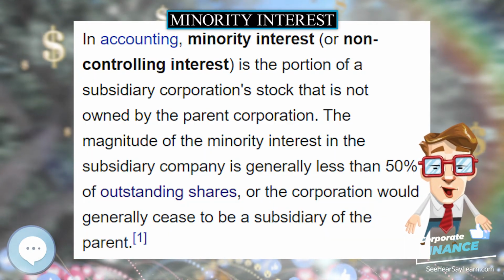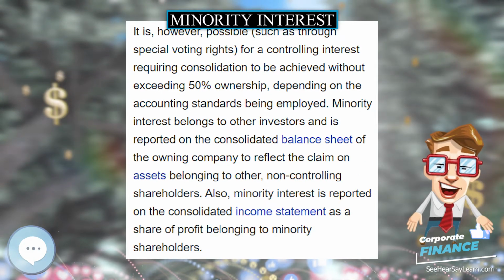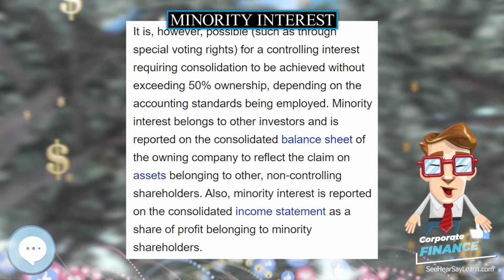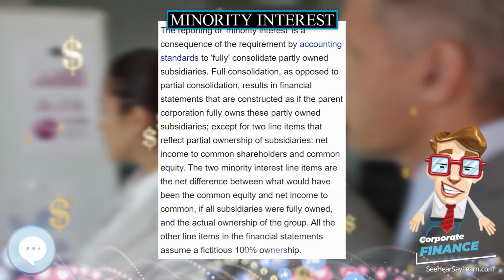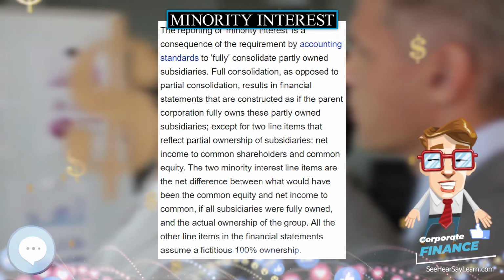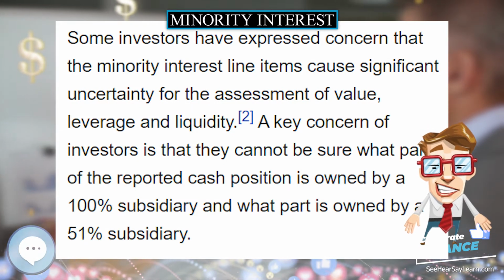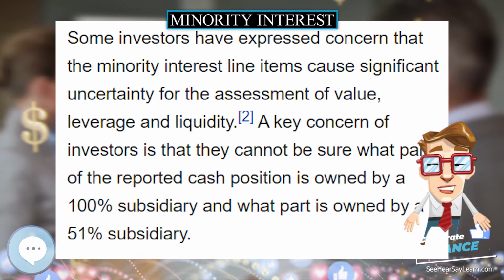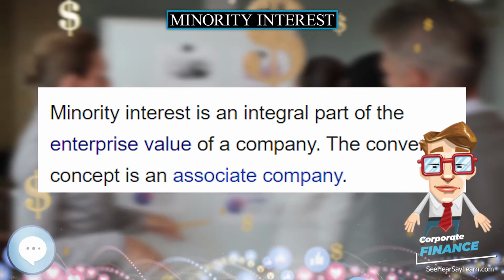The two minority interest line items are the net difference between what would have been the common equity and net income to common, if all subsidiaries were fully owned, and the actual ownership of the group. All the other line items in the financial statements assume a fictitious 100% ownership.